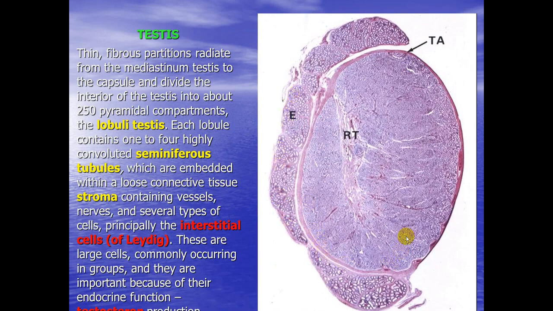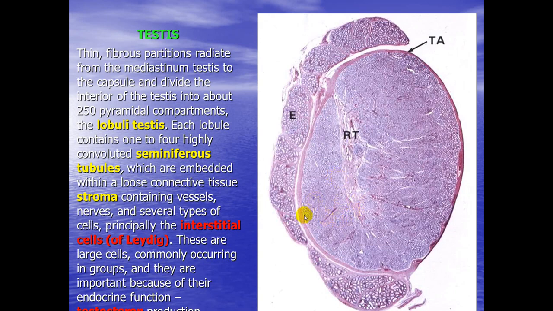This is a light microscopic picture. It is a hematoxylin-eosin staining picture of the testis and epididymis. You can see the tunica albuginea. You can see the mediastinum with the rete testis and the straight tubules. You can see the plates of loose connective tissue septa, which divide the organ into compartments.